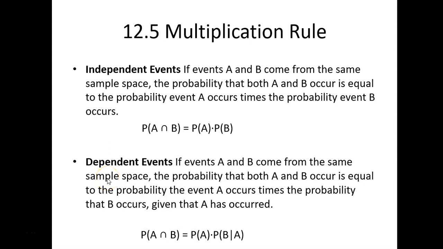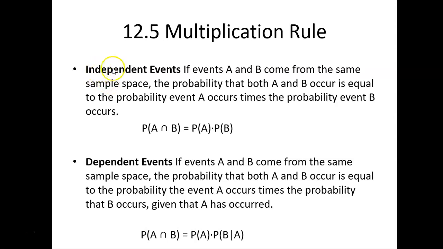All right, so in this video, we're doing 12.5, the multiplication rule. The multiplication rule basically just says if I want to know the probability of more than one event occurring, then I can just multiply their individual probabilities together. There is a slight difference depending on if the events are independent or dependent.